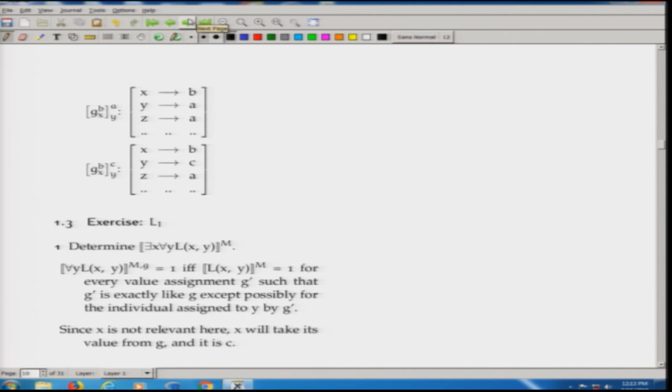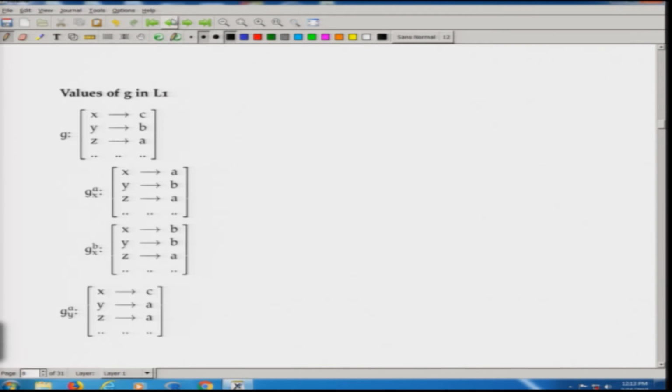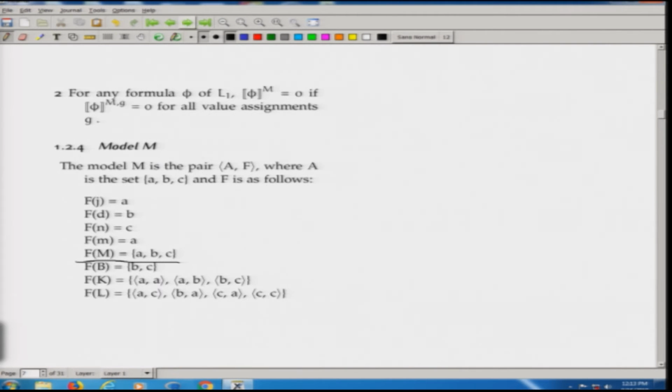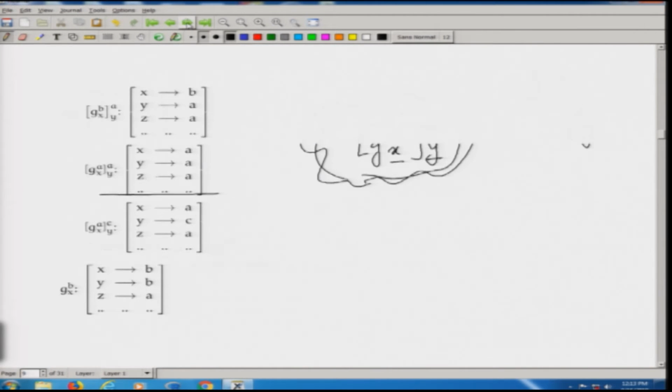Determine the value of this thing. We know the value of L. So the value of L, I just want to write down, you find it on this page. Yes, so this is the value of L. So we need this value. So we go back to the old one.